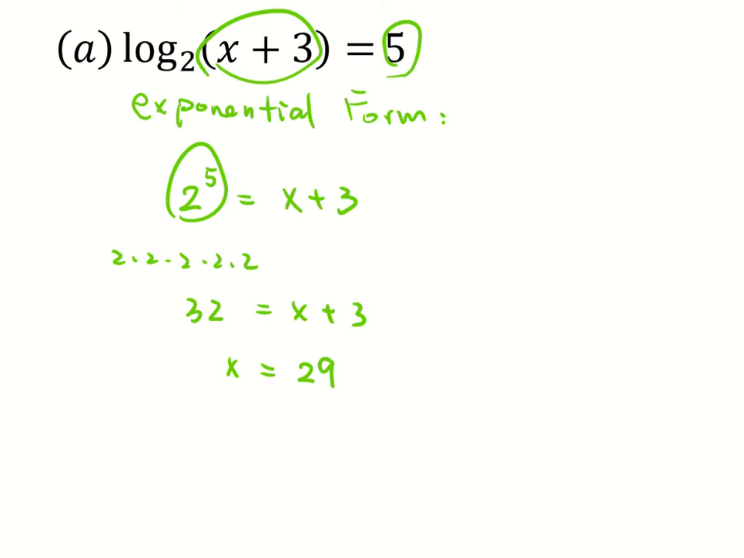When we solve a log equation, we want to always check if the argument is positive. So 29, if you plug it back into the argument, which is x plus 3, 29 plus 3 is 32. It's a positive number, right? So that means this is a solution, and sometimes it's not positive. So then that answer is not a solution.